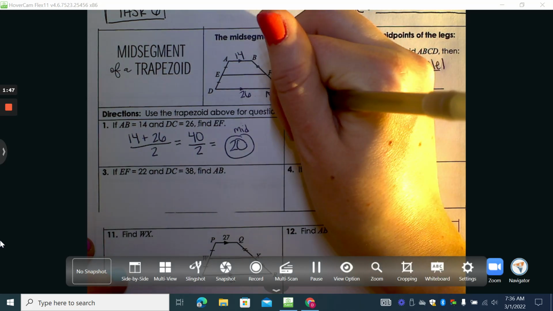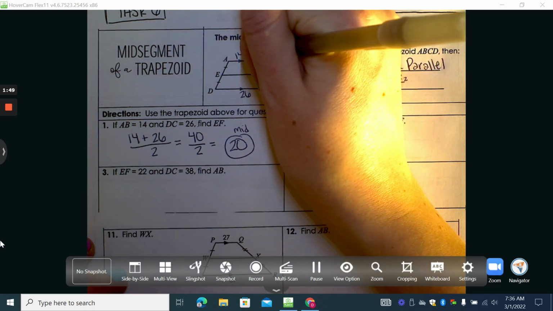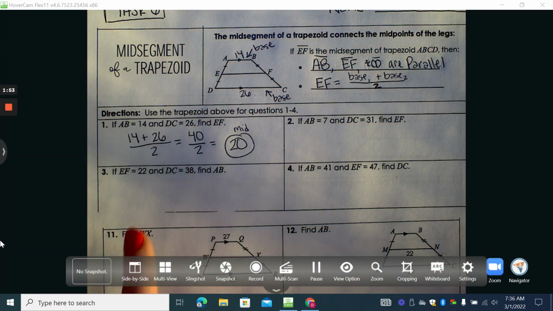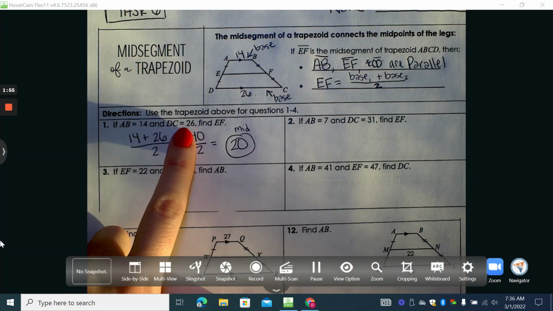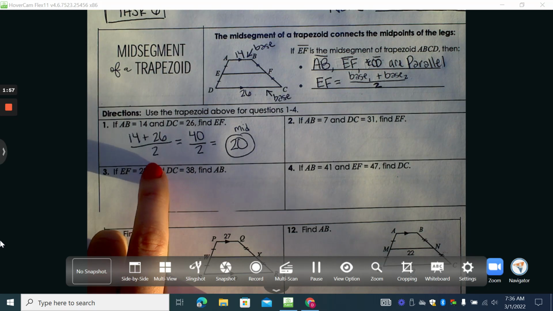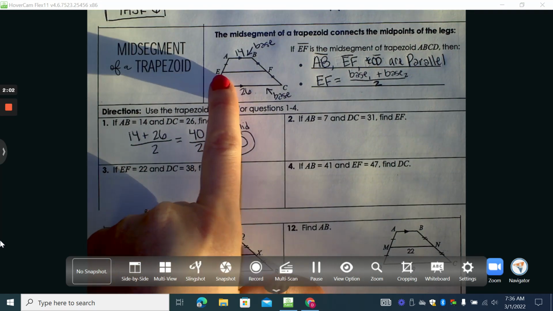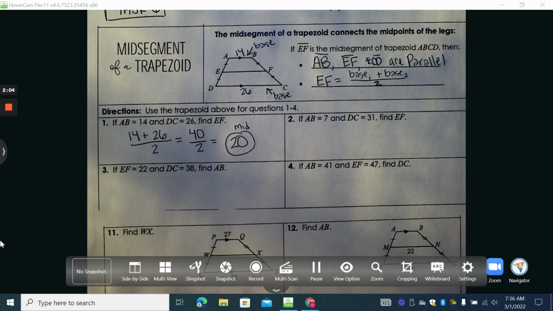So you might want to write yourself a note that AB and DC are both bases. And so when I'm given that AB and DC are 14 and 26, I'm adding them together and dividing by 2. I'm taking the average, which gives me my mid-segment, my middle one.